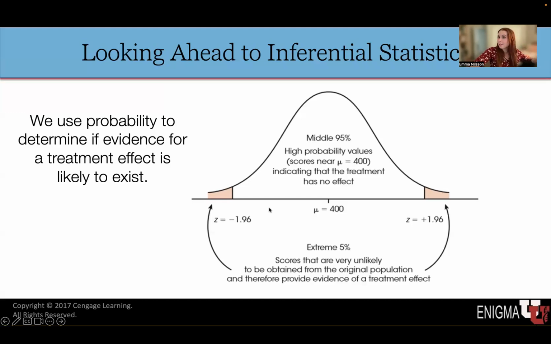However, if after we have performed a treatment in an experiment that we're running, our resulting scores fall in this outside or extreme 5% after we transform them into a z-score, that means that those scores are very unlikely to be obtained from the original population. And so if our score falls either in the lower or upper 5%, then that means that we have some evidence that there was a treatment effect, that something changed and the treatment had an effect.